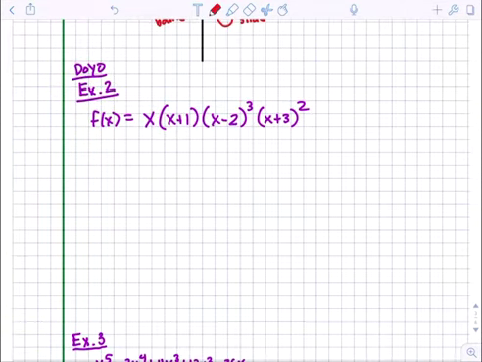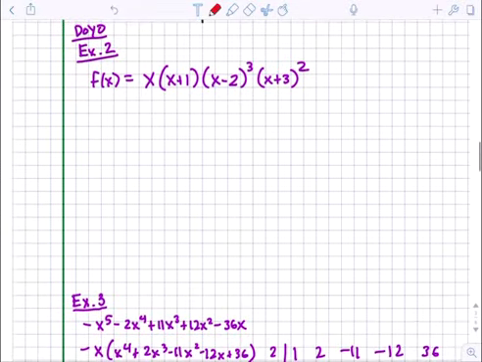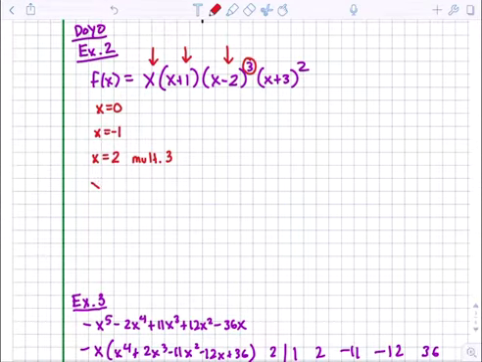Alright, so remember, first step is to locate your zeros, right? Find our zeros. Okay, so x is going to equal 0. That one's coming from this one. x is going to equal -1. That one's coming from this one. x is equal to 2, coming from this one, and that one is a multiplicity of 3, because notice the exponent right there, right? And then the next one's going to be x is equal to -3, coming from there. And notice this one's going to be multiplicity of 2. So I'm going to write multiplicity of 2.